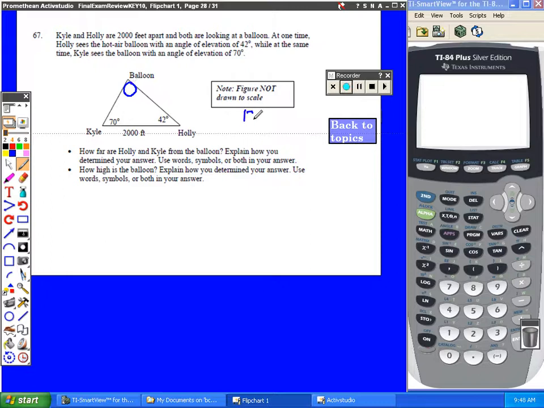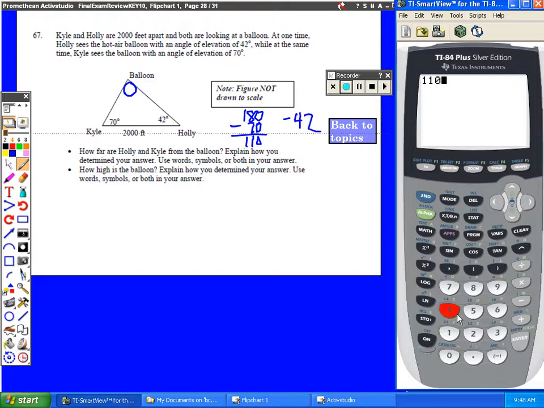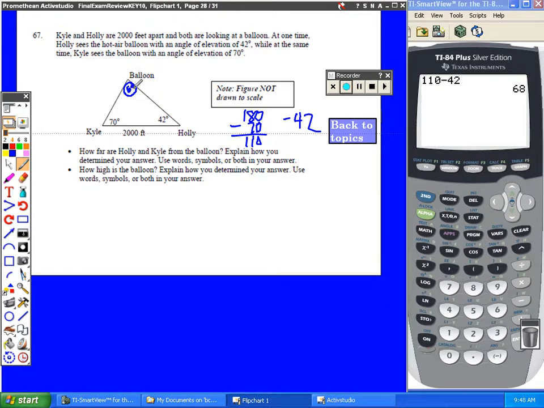So I could take 180, subtract 70. That'll give me 110. Then subtract 42. 110 minus 42. This angle is 68. So now, because this is a 68 and that corresponds to the 2000, I can use law of sine. Sweet, that's not that bad.